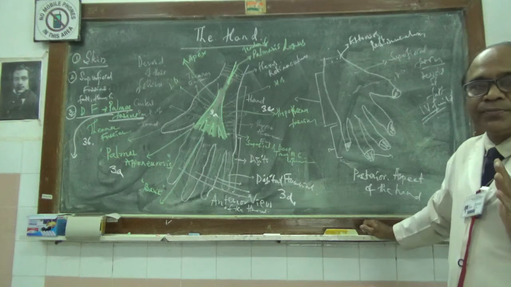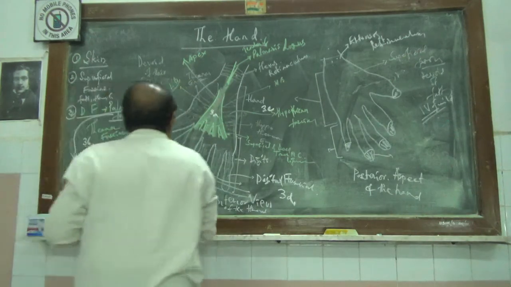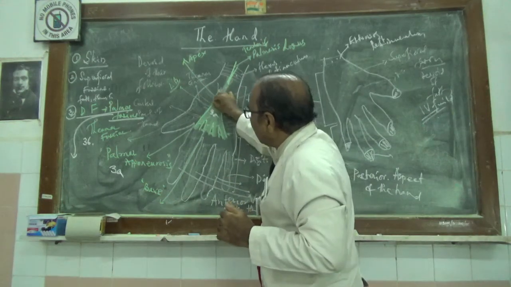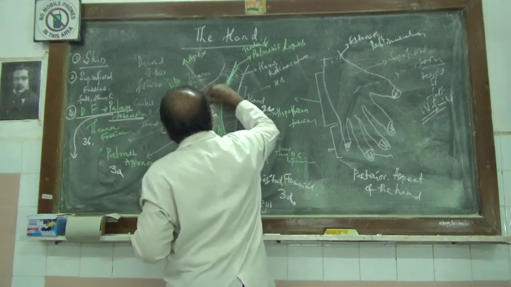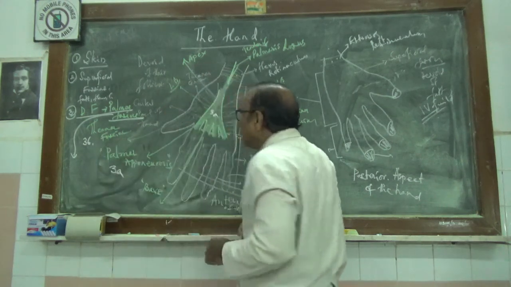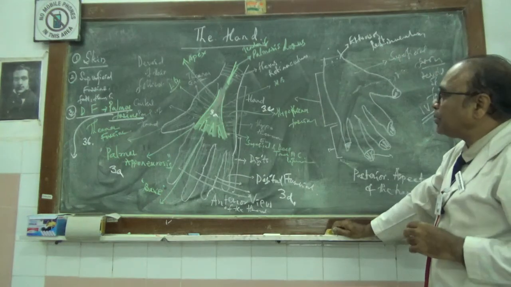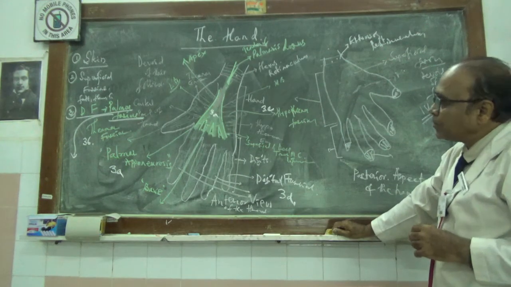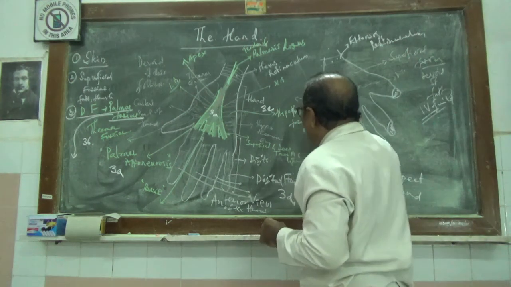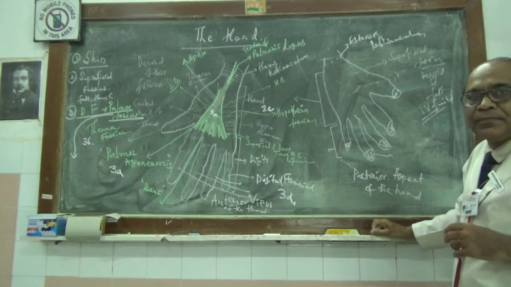So this is the thing. Now you have two borders. The lateral border is the one which will be directing laterally and it gives way to the beginning of the thenar fascia. While the medial border is directing medially and it further gives way for the formation of the thin, delicate fascia, that is the hypothenar fascia.